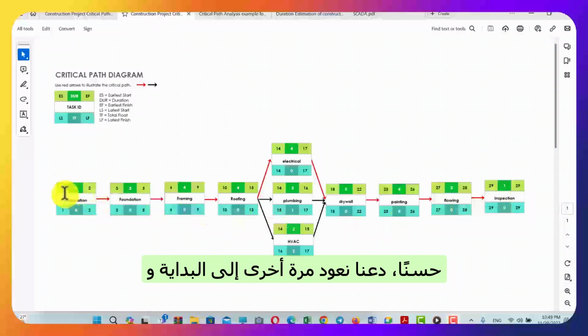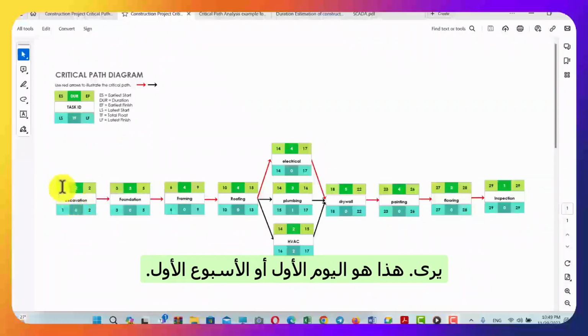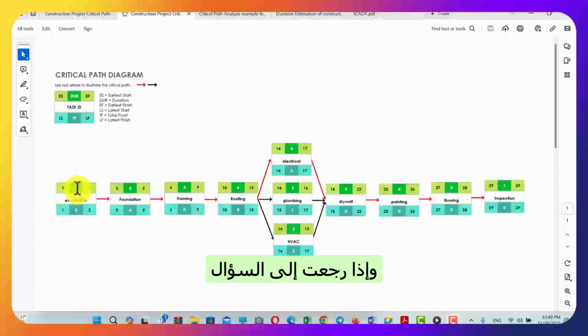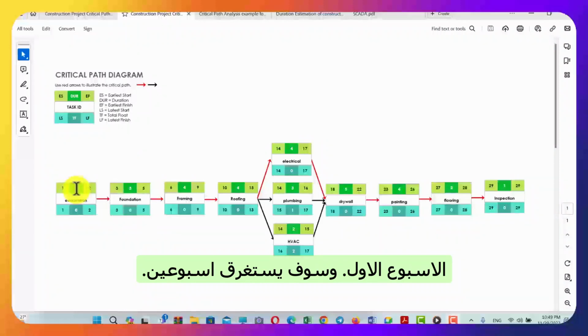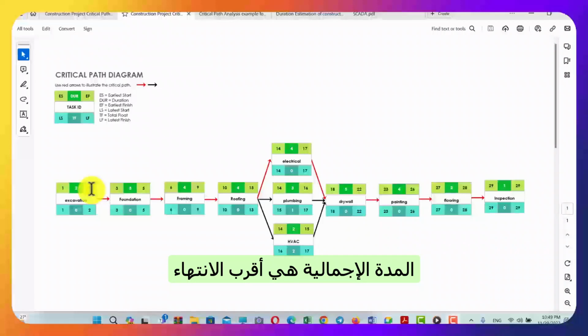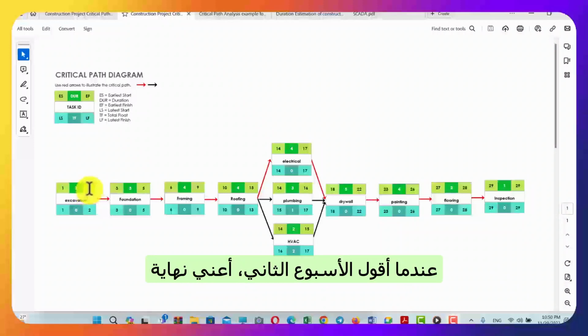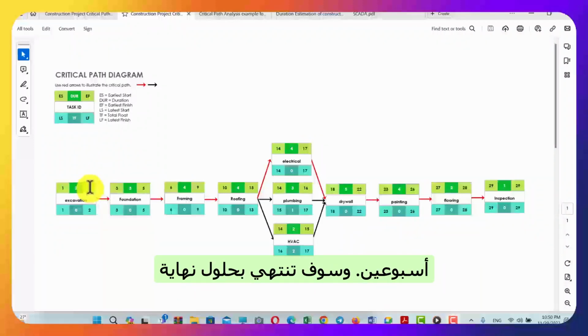Let's go again to the beginning and see. This is day 1 or week 1. And if you go back to the question, the duration of this activity was 2 weeks. Then it will start by the beginning of the first week. It will take 2 weeks. The earliest finish for this would be week 2. When I say week 2, I mean the end of week 2. So it will have the first week, second week. By the end of second week, it will finish. That's why I've mentioned 2 here.